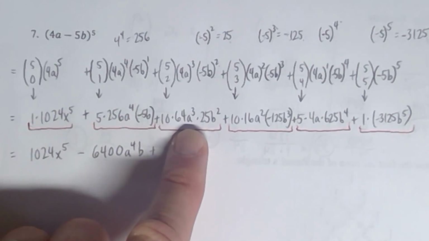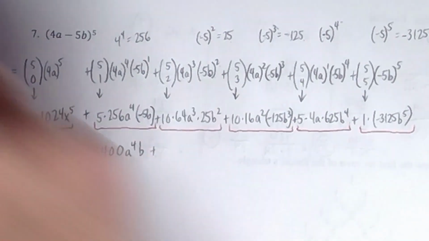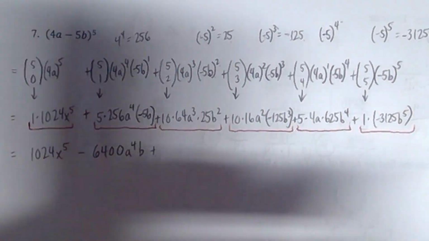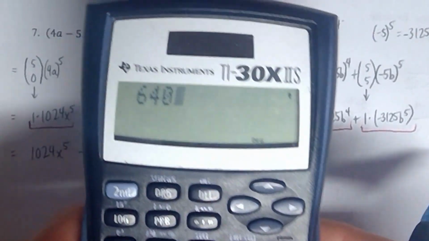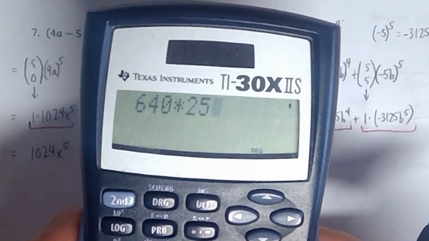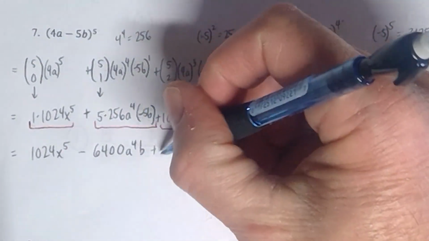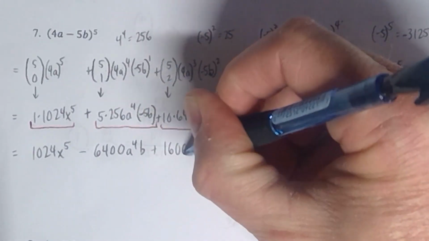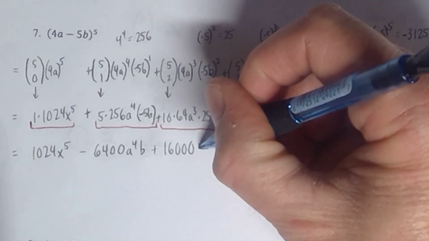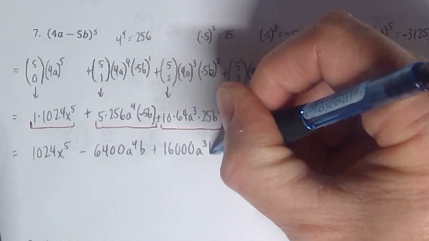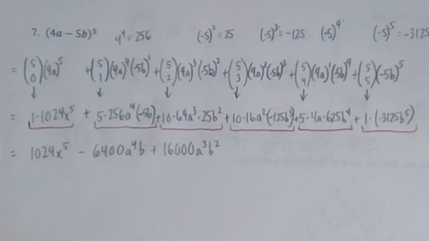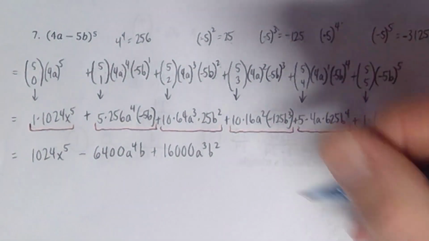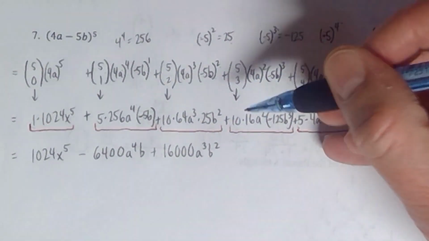10 times 64 a to the third is going to be 640 a to the third times 25b squared. So we're going to need to do 640 times 25 there, aren't we? So that's going to be 16,000 on the coefficient part. And then a to the third times b squared is just a to the third b squared. Okay. Can't combine those variables because they're not the same.